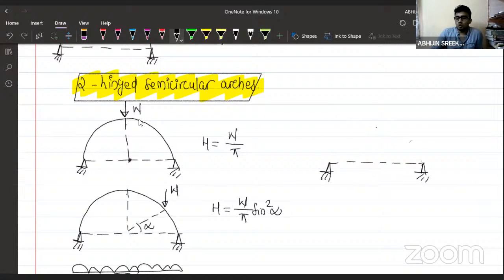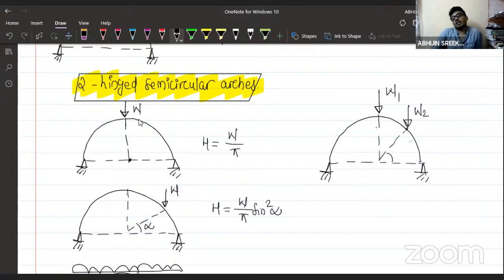Okay, two-hinged semicircular arch. There is a loading here, W1, and there is a loading here, which is W2. W2 is at a distance, acting at an angle alpha. What will be the total reaction? W1 by pi plus W2 by pi into sine square alpha. We are applying the superposition principle here.